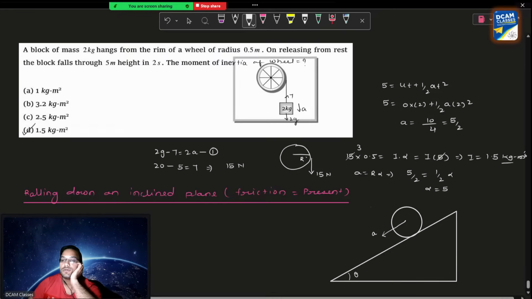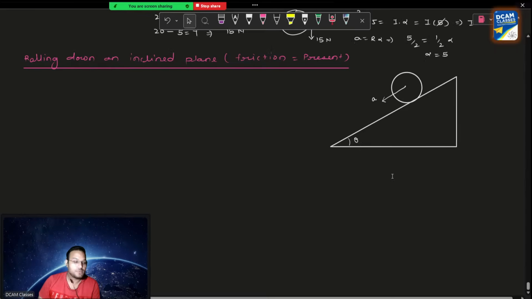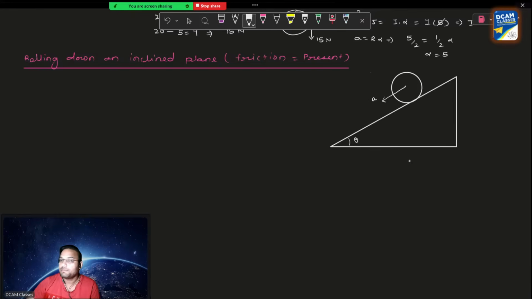Okay. Now let's move on to the next part. The next part that I'm showing you here now is a circular, spherical body which is moving down an inclined plane. For this you have a ready-made formula, which is a = g sin theta / (1 + I/mr²). But let me show you how we get this formula.